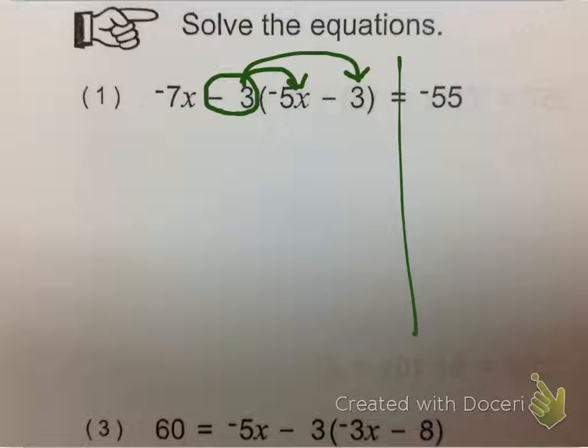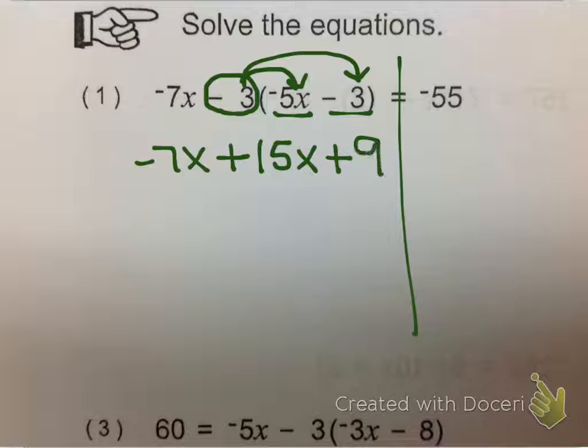It's the easiest way to go, so we're going to bring down negative 7x. Negative 3 times negative 5x. Negative, negative make positive. 3 times 5 is 15x. Negative 3 times negative 3 is positive. 3 times 3 is 9. And so we'll bring it down.